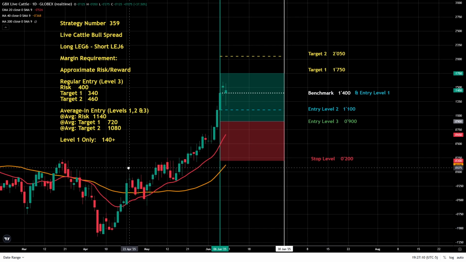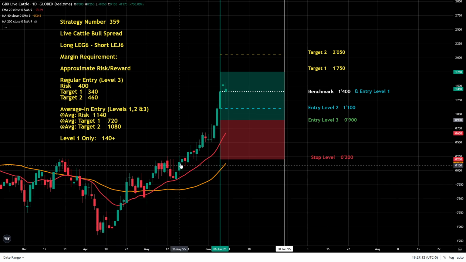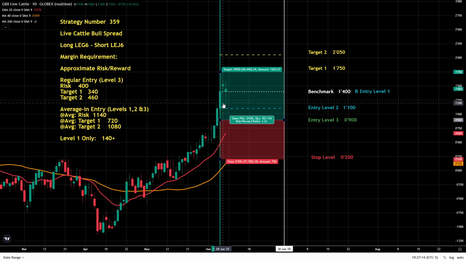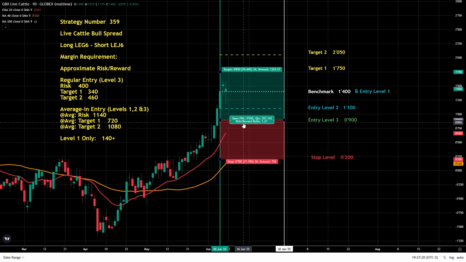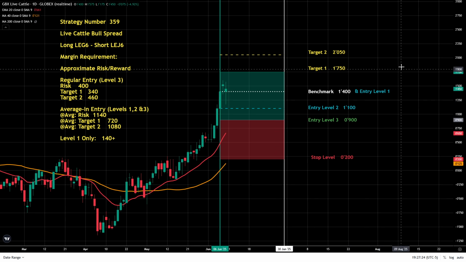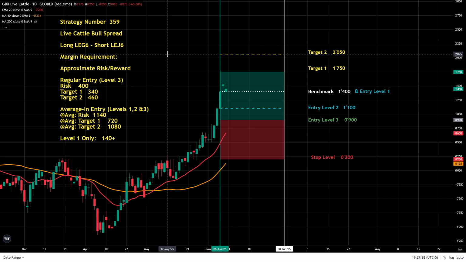This market's been on a nice little uptrend since about April, pretty much a good move, steadily higher. So we are going to go with the trend on this. This is trend following, but we're looking for a bit of a break. See a break to the downside, fill us up, and then have a rally back up to the upside here. That is bull spread strategy number 359 in live cattle, the deferred contracts, Feb and April of next year.